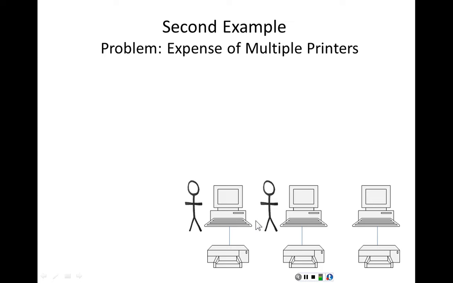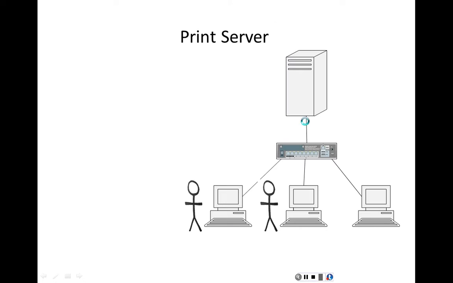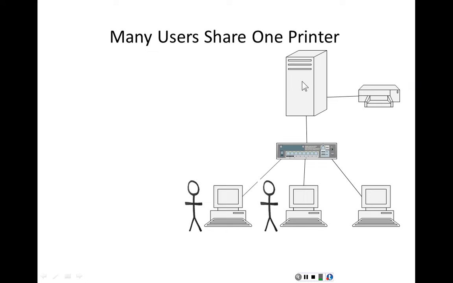Let's look at a second example of the disadvantage of not having a local area network, of not being networked, and the example would be the expense of having multiple printers. If everybody has a PC and everybody has his own individual printer, and you have a couple hundred employees, that's going to be really expensive, and you'll only be able to afford cheap printers for each employee. So what you do is you get a print server, and you connect a printer to the print server. And then the employees can print to the print server, which pushes the job to the printer.